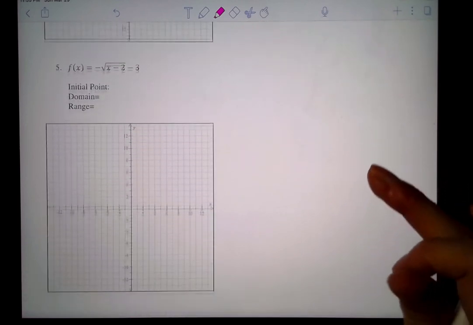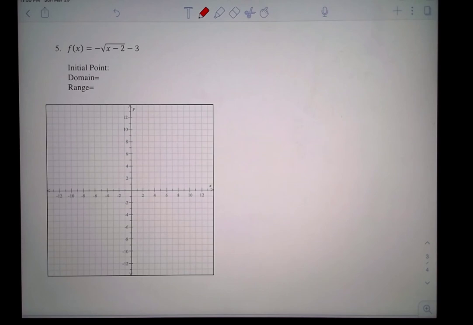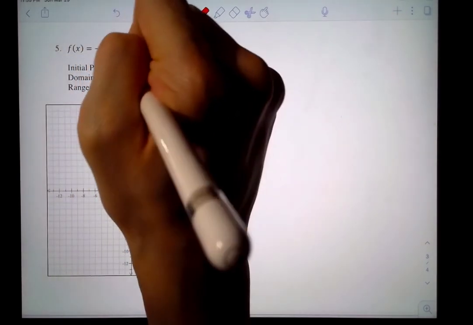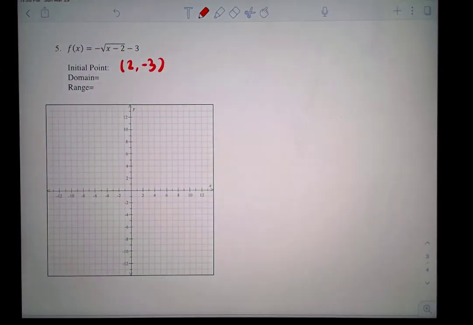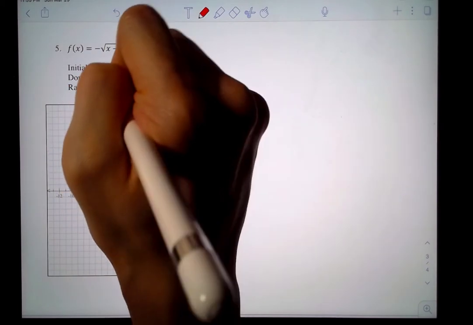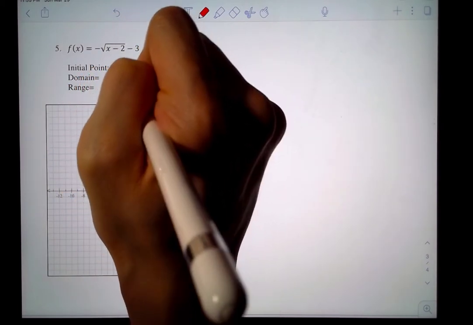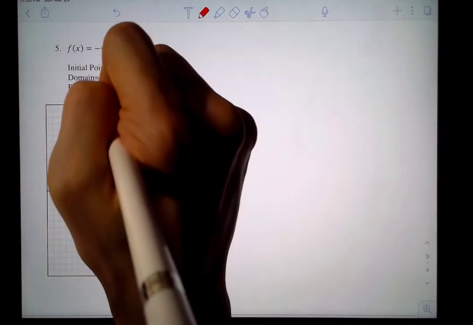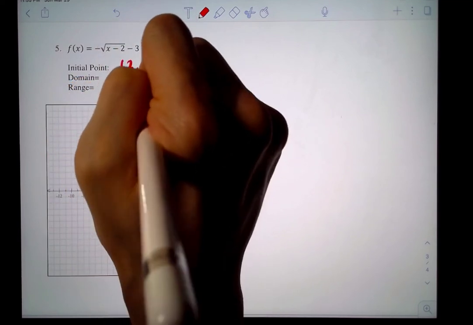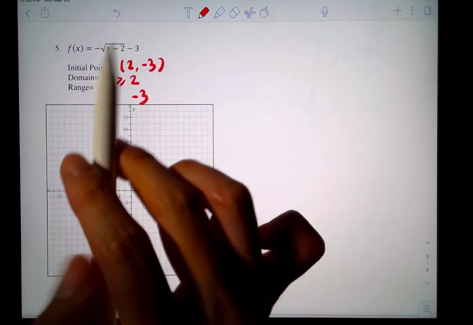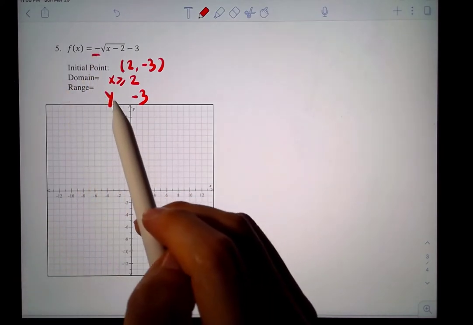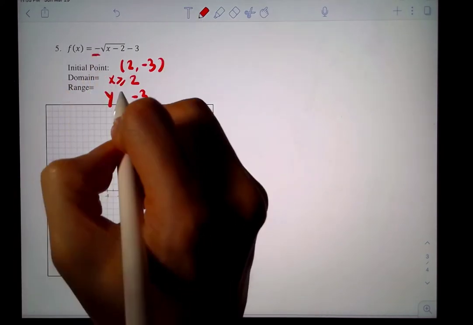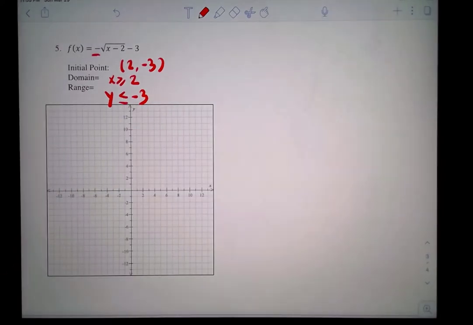Okay, my last one. So you get your initial point. What's your initial point? 2, negative 3, correct. And my domain, greater than or equal to my x value, and my range, just copy that one, negative 3, and then you need to decide it, right? Look, what do you have? Positive, negative? Negative. Then greater than or less than? Less than or equal to, okay?